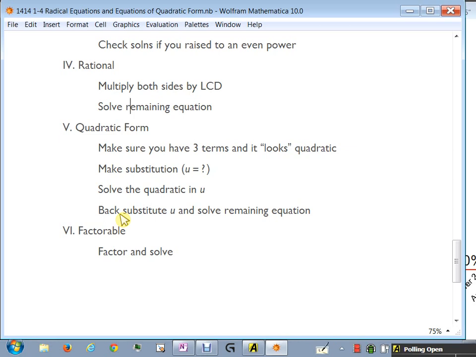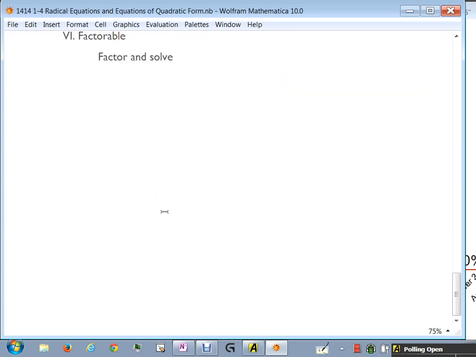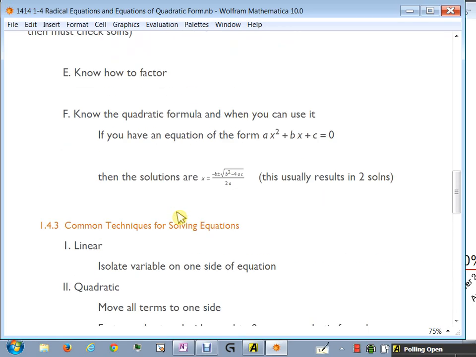And then factorable equations, well, you factor them and solve them. And that's it. That's all I have for the notes, all right? So please use this as a reference. When I'm doing problems today, I'll refer back to this, all right? And what I'm going to do is start working problems.